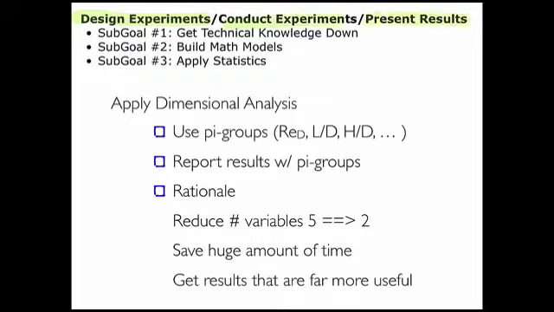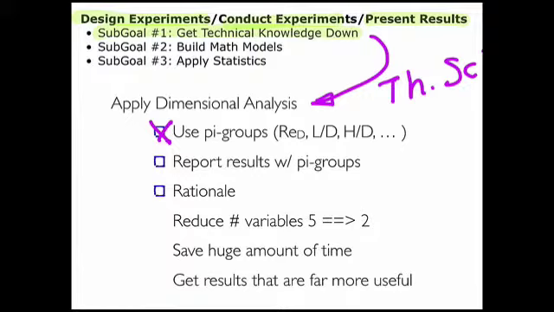The first feedback refers to sub-goal number one, which is get technical knowledge down. And this feedback refers to any time you're doing a project that involves thermal sciences. So this would be a fluid mechanics, heat transfer, mass transfer, those types of subjects. And the feedback is use pi groups. In this particular project, that'd be like Reynolds number based on pipe diameter, the length to diameter ratio of the siphon hose, and the elevation head to pipe diameter ratio. And then report your results with pi groups.